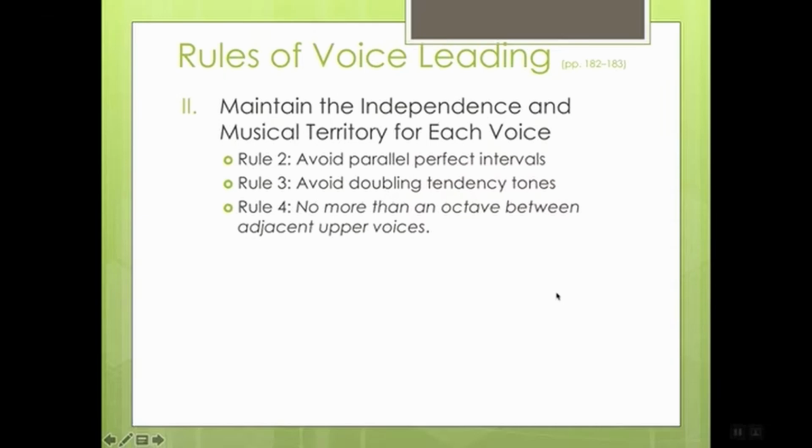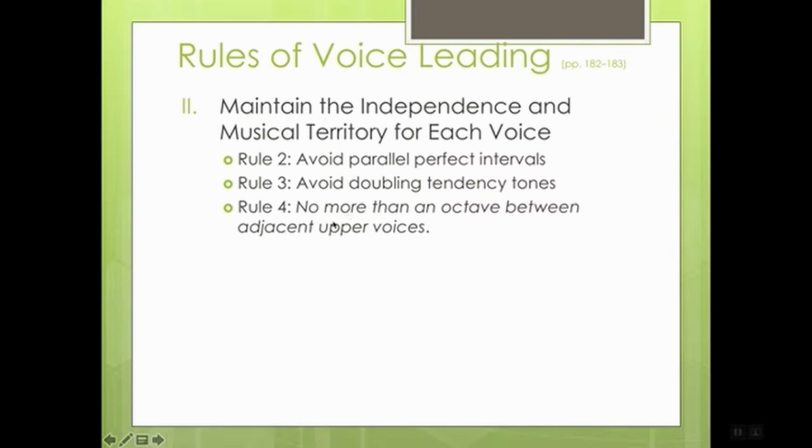Why do you remember it verbatim? Because it's action-packed. It's got a lot in it. If I said, are you allowed to have exactly an octave between adjacent upper voices? The answer is yes. You can have no more than an octave, but you could have exactly an octave. If I said, could you have less than an octave? The answer is yes. If I said, can you have more than an octave between tenor and soprano? The answer is yes. You can have more than an octave between tenor and soprano because they're not adjacent.